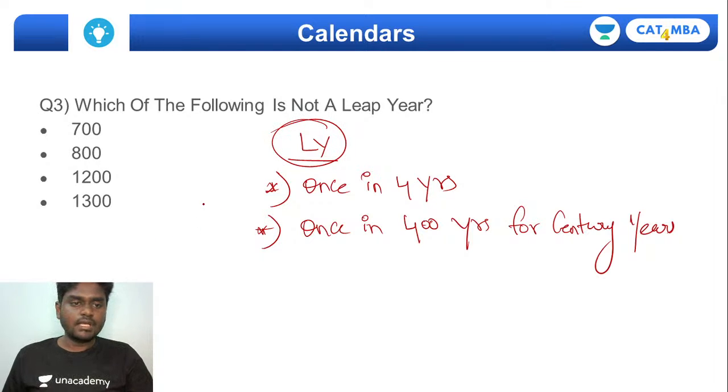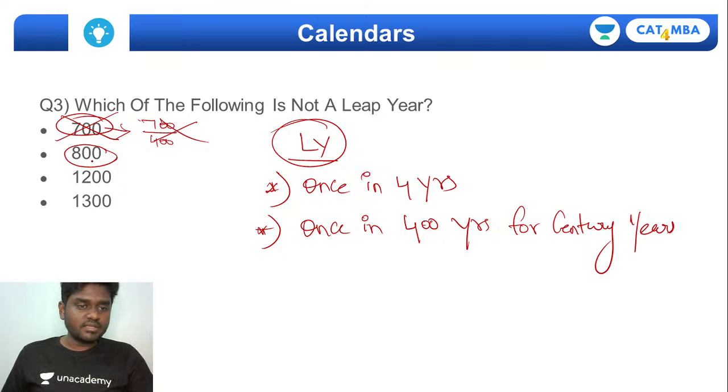So now listen carefully. This 700 happens to be a century year. So for 700, if it is a century year, you need to divide it by 400. Whether it will get exactly divisible by 400, definitely not. Then I can say that 700 is not a leap year, right? If you go for 800, 800 happens to be a century year. If you divide 800 by 400, it will get absolutely divisible by 400. So 800 is a leap year.